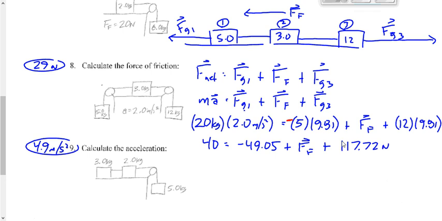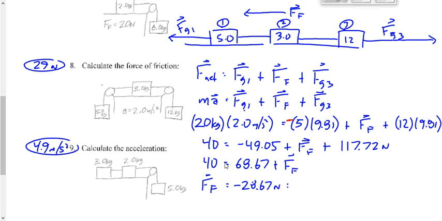117.72 newtons. Now, let's combine those terms on the right-hand side. 117 subtract 49 gives us, so we get 40 on the left-hand side, 68.67 plus FF. Now we're going to take the 68.67 over by subtracting. That's an easy one. 40 minus 68.67 gives us negative 28.67 newtons. There's our force of friction.